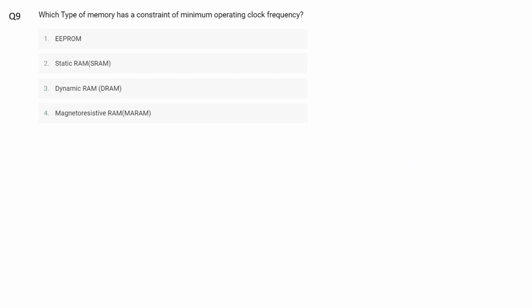Now I have another question. This is a simple question, so I'd like you guys to tell me the answer. Which type of memory has a constraint of minimum operating clock frequency? Electrically erasable PROM, static RAM, dynamic RAM, or magnetoresistive RAM, which we also call MRAM. Among the following, which has the constraint of minimum operating clock frequency?